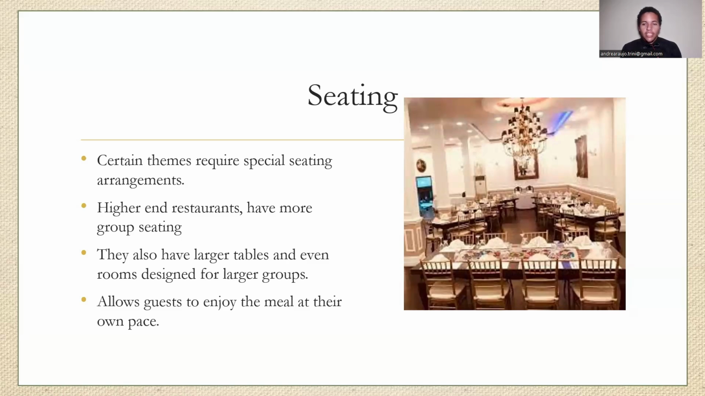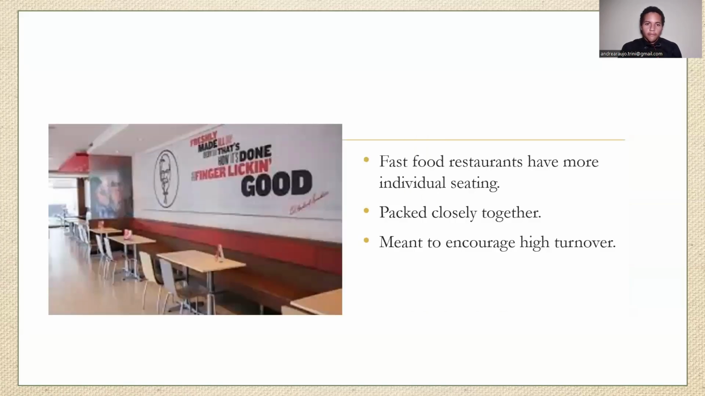So for example, in Jenny's on the Boulevard, they have a whole dining room just for large groups. This allows the guests to enjoy the meal at their own pace. They'll usually order multiple courses as well, and it's aimed at a higher end audience. In contrast, fast food restaurants tend to have more individual seating, packed together as closely as possible, meant to encourage very high turnover. So right here, you see is the KFC branch in Trinidad.